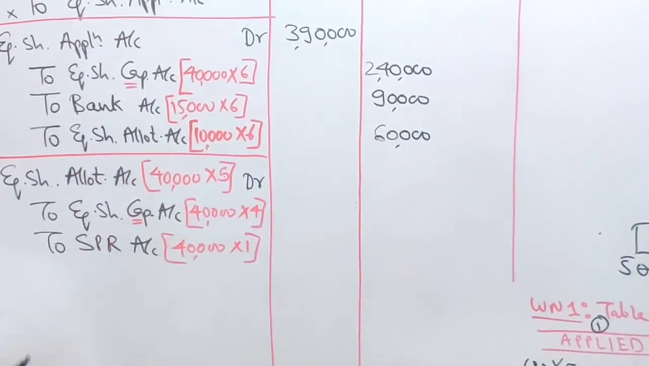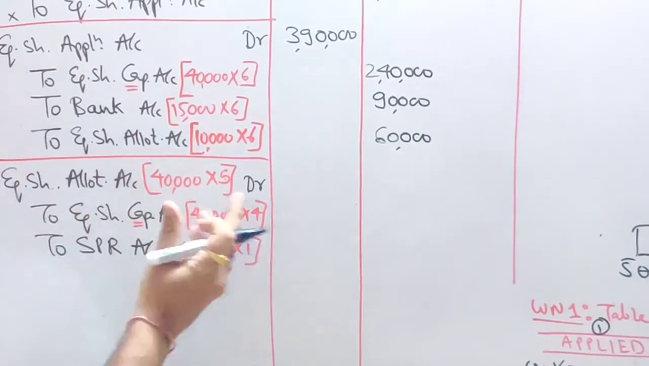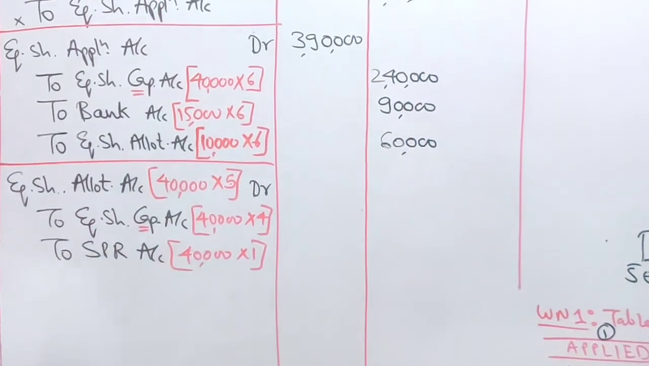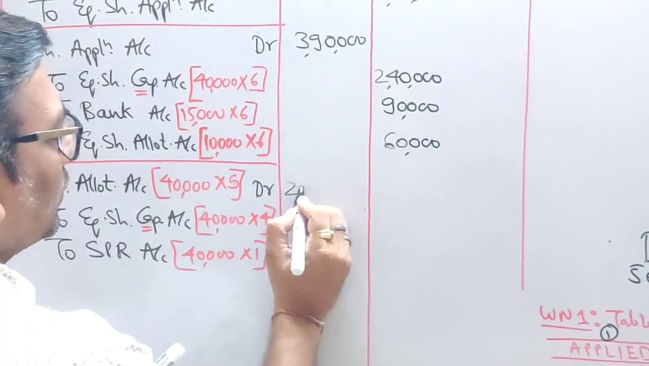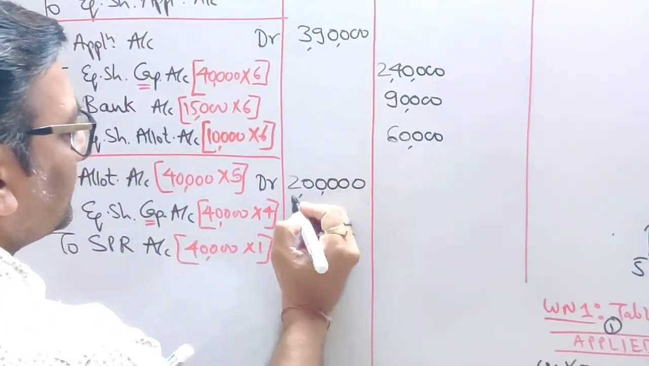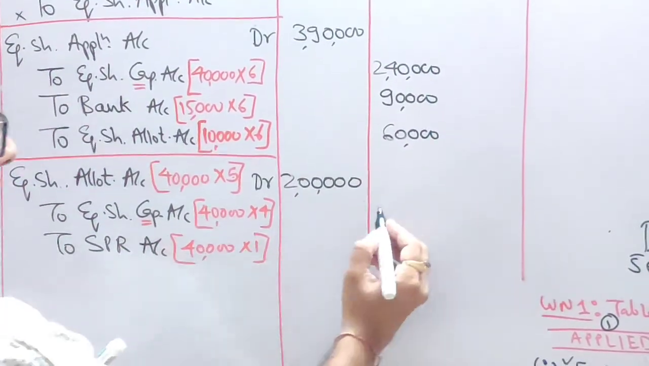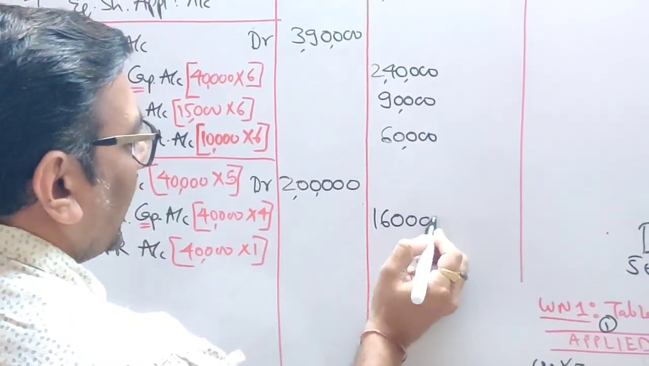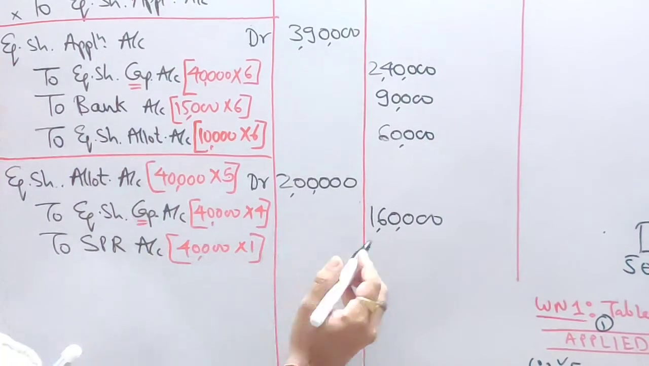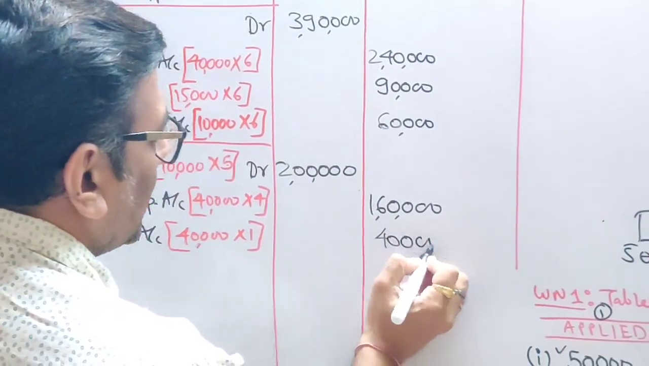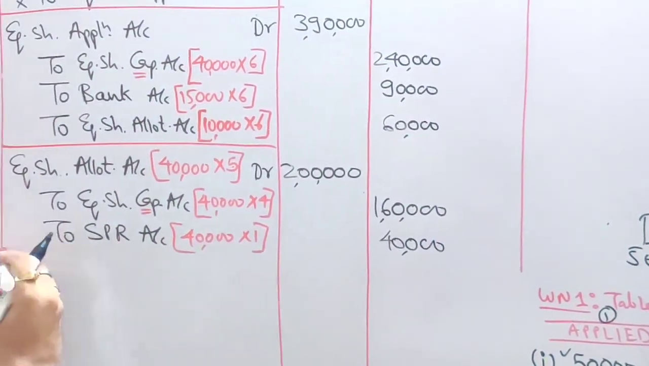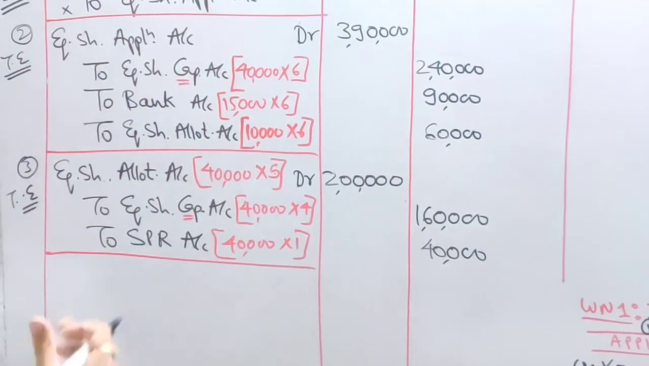4 rupees are capital money, total 5 rupees you have asked the shareholders to pay. Total this will be 2 lakh rupees. 4 fours are 16, 1 lakh 60,000, 4 ones are 4, 40,000. So this is your transfer entry of allotment.